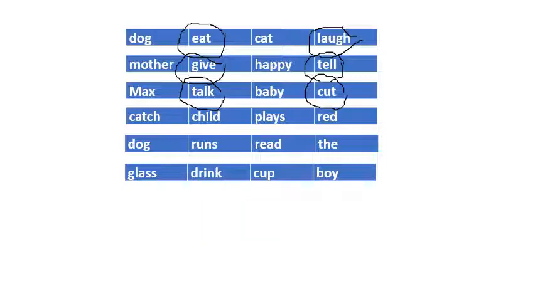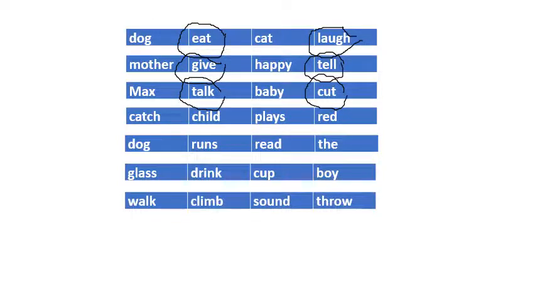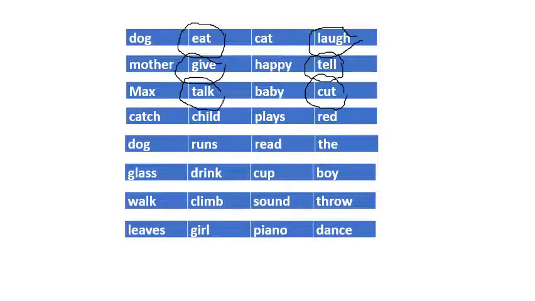Now, next. Glass. Drink. Cup. Boy. Glass. Drink. Cup. Boy. Walk. Climb. Sound. Throw. Circle the action. Walk. Climb. Sound. Throw. Leaves. Girl, piano, dance. Okay, now I'll tell you.